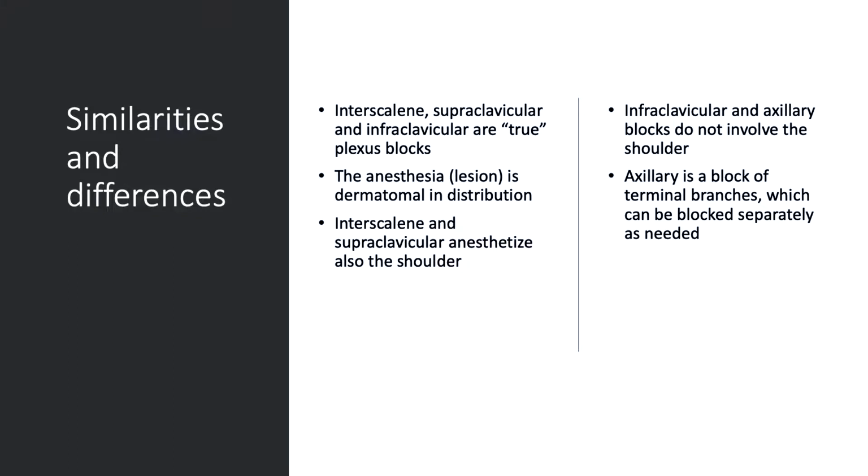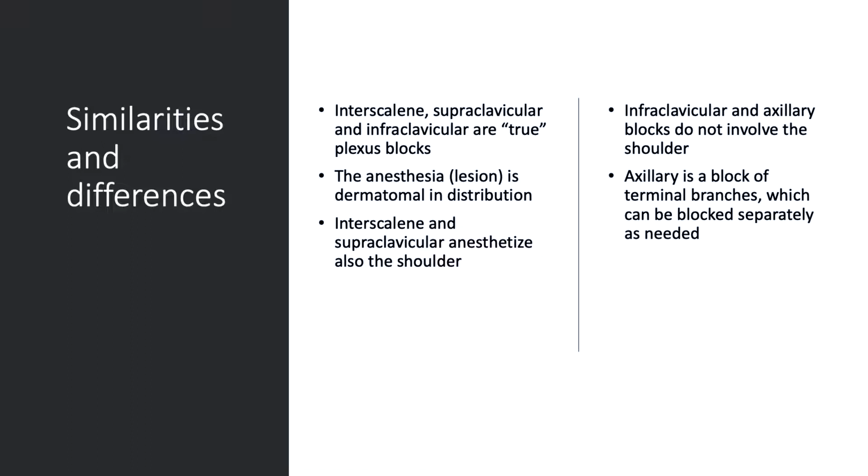In terms of the interscalene, as we're going to see earlier, and supraclavicular, they both produce anesthesia of the shoulder. And this is something that I am asked quite frequently: is supraclavicular a block of the shoulder? And evidently it is, because the main innervation of the shoulder comes from the suprascapular nerve and from the axillary nerves. And both are nerves that can be easily blocked when you do a supraclavicular block.